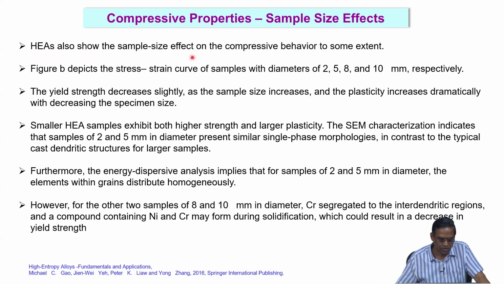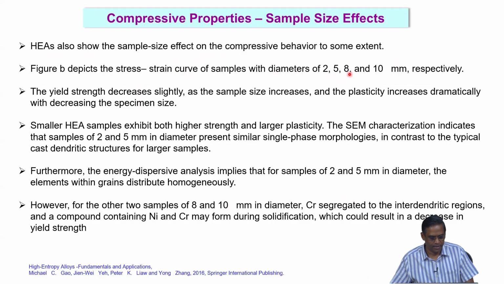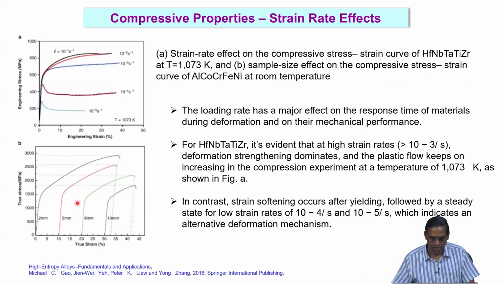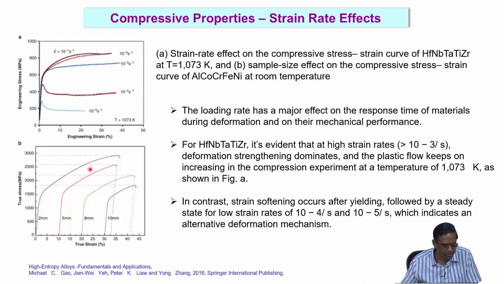So, high entropy alloys also show a sample size effect on the compression behavior. For example, figure B I showed a stress strain curve for samples with diameters 2, 5, 8 and 10 respectively. So, this is the diagram of 2, 5, 8, 10 compression behavior. And is it not interesting that a thin sample cylinder exhibits a very high compressive strength and ductility?